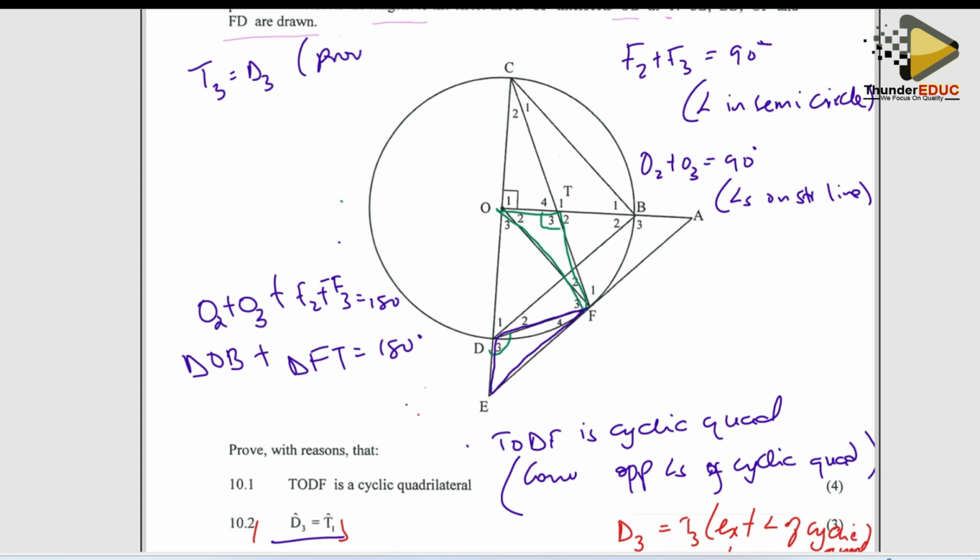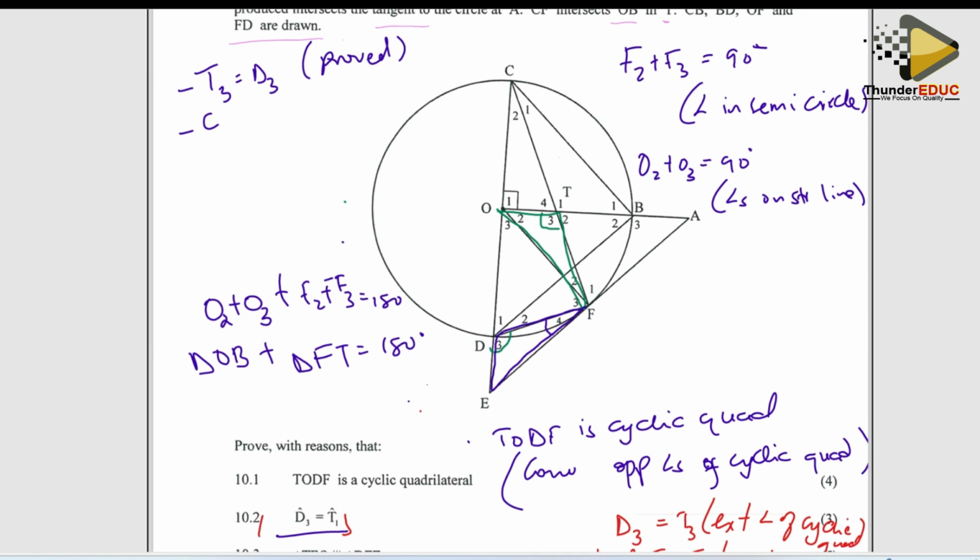Which one we prove that from up there. Okay. Then we can also see that F4, because this is a tangent, so F4 is going to be the same as C2. Or we can start by saying that C2 is the same as F2. C2 is the same as F2. Angles opposite equal sides.